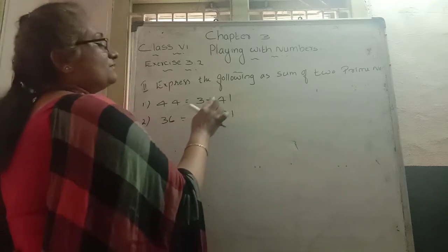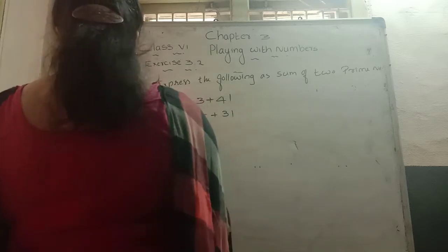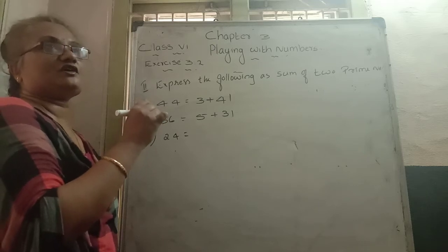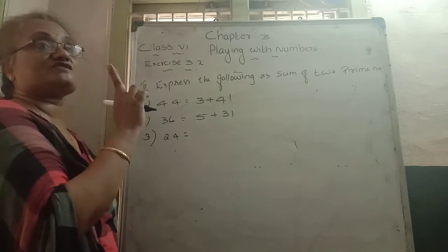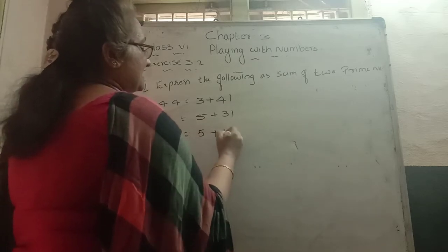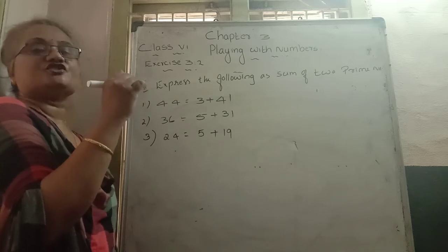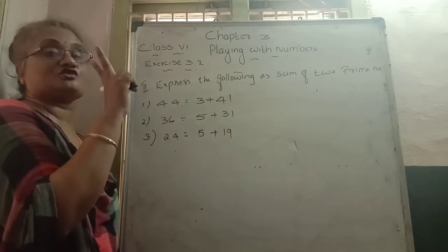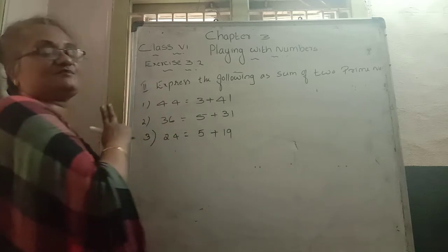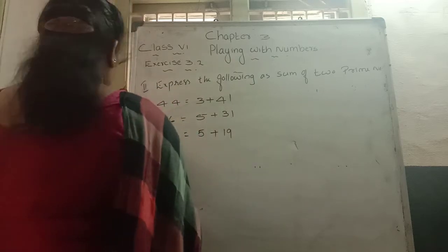5 is a prime number. 31 is also a prime number. Next one more question, 24. How can we write 24? Using which prime numbers can we use? 5 is added with 19. How much is coming? 19 plus 5 comes to be 24. Using only two prime numbers, not more than two, and express as a sum of them. That is what they are asking.